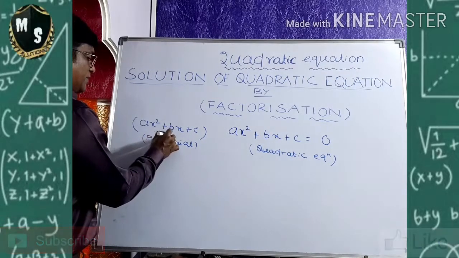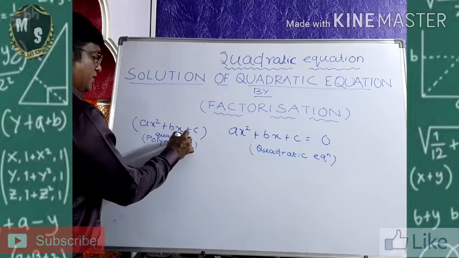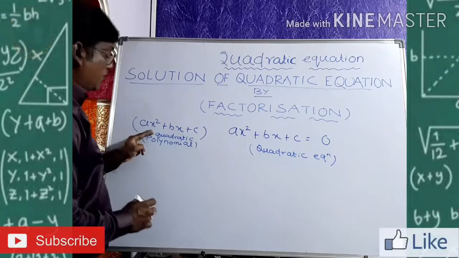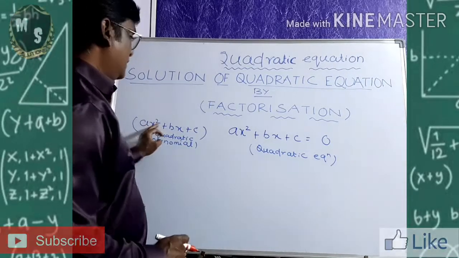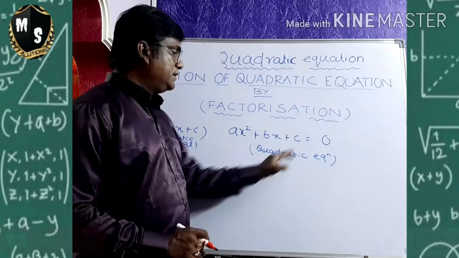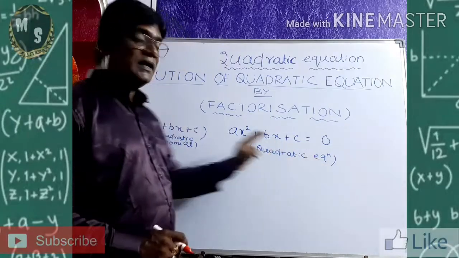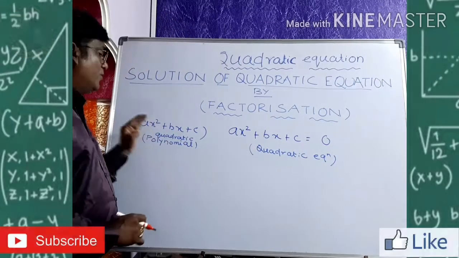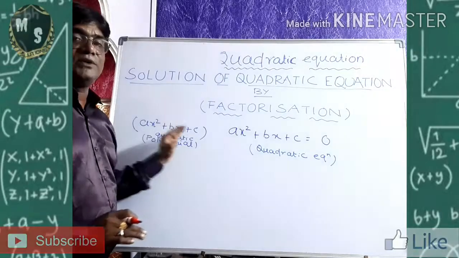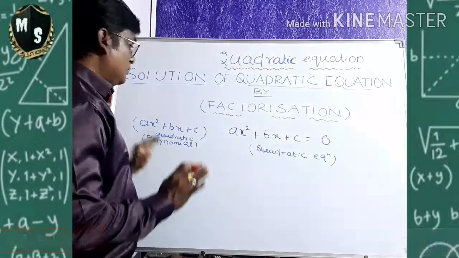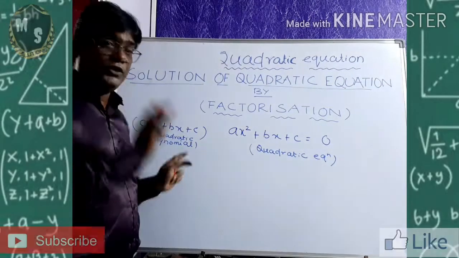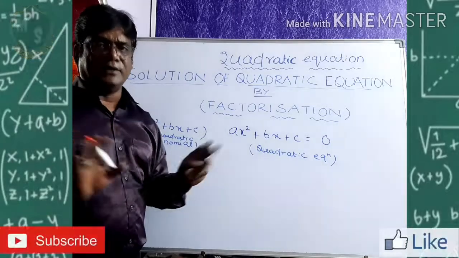You can say quadratic polynomial. Why quadratic? Because the degree is 2 here. Equation is equal to 0, both sides are there. And when it is a polynomial, only the expression is there: ax square plus bx plus c. I hope the doubt on polynomial and equation is clear now.